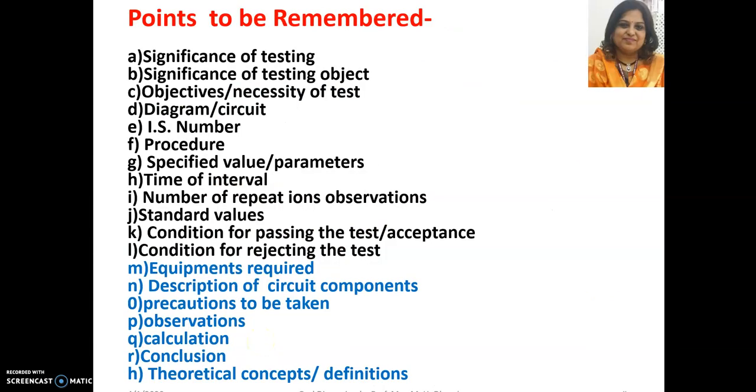Points to remember to mention when describing any testing procedure: the significance of testing, as we saw in the two earlier video lectures, then the objectives and necessity of the test, the circuit diagram, the IS number, procedure, and specified value. All these parameters you have to use in the description. And if you are describing a test conducted in the laboratory, in addition to all these points, you can also describe equipment and specifications of the equipment, ratings, safety precautions, cleaning precautions, observations, calculation, conclusion and theoretical definitions.